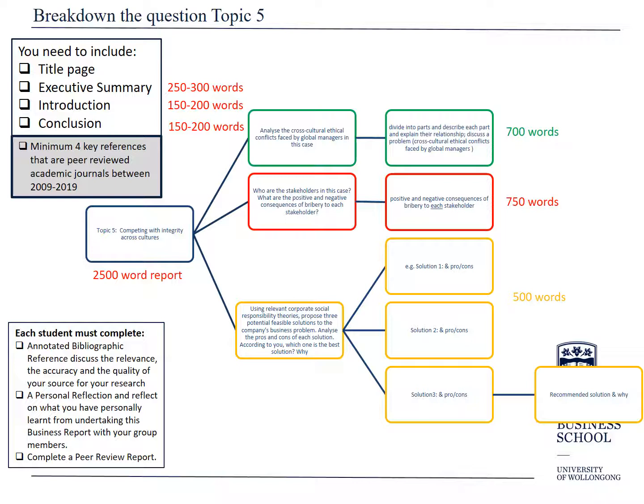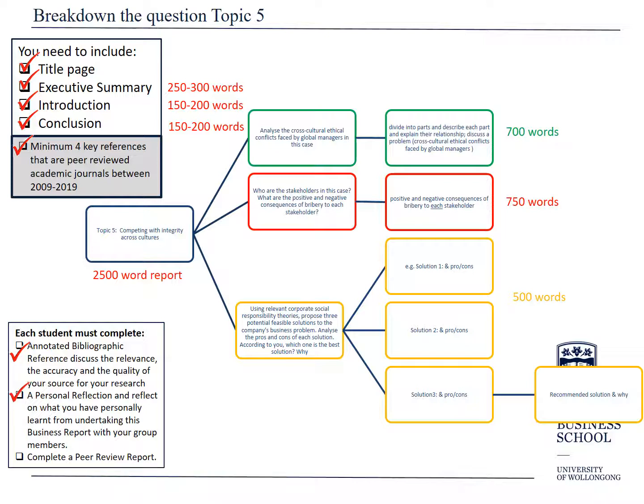So this report requires you to have a title page, an executive summary, an introduction, a conclusion, a minimum of 4 key references in your reference list that have been peer-reviewed academic journal articles between 2009 and 2019. Each member of your group must provide an annotated bibliographic reference that is in proper UOW author Harvard style and discuss the relevancy and accuracy of the source in relation to your research. Please include your name next to the one that you've written.